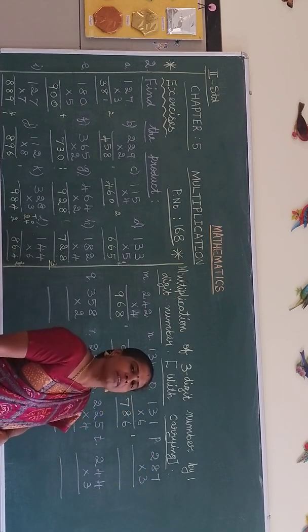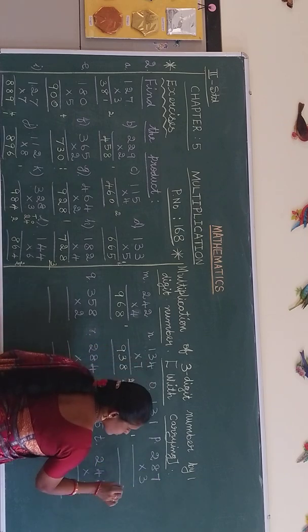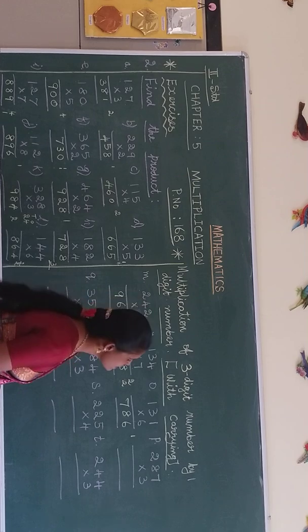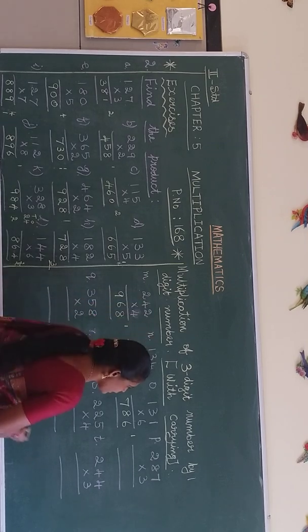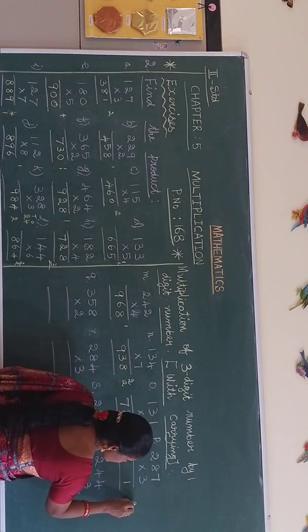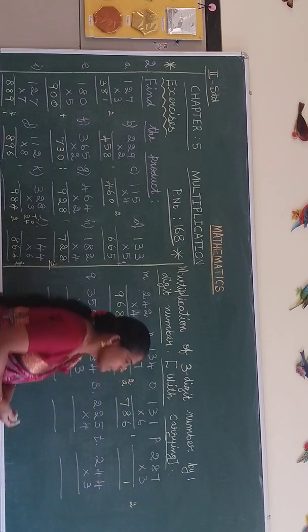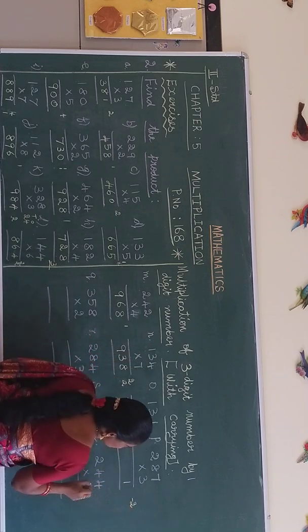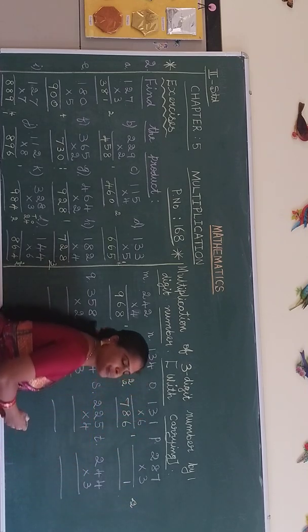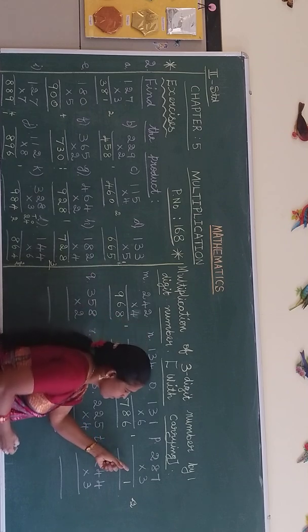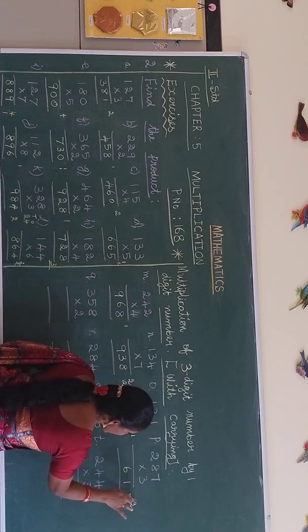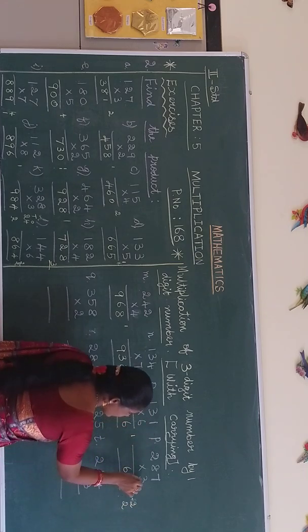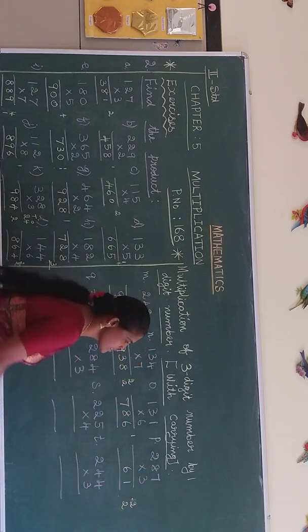Come to next sum. 287 multiplied by 3. You have to say and find out the product. 3 sevens are 21. In this 21, 1 in this ones place, 2 in the side. Again 3 eights are 24. 24 plus 2, 26. In this 26, you have to write the 6 in this place.